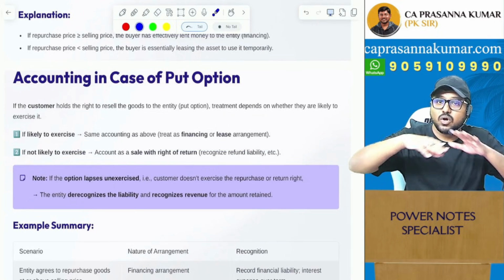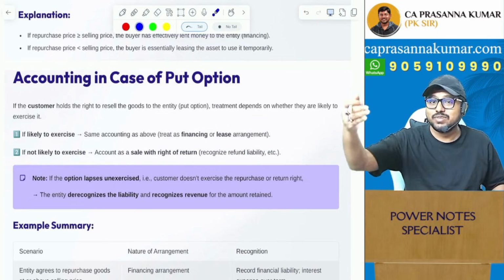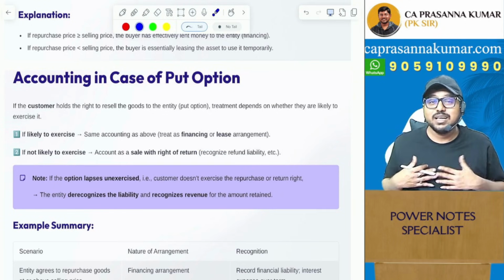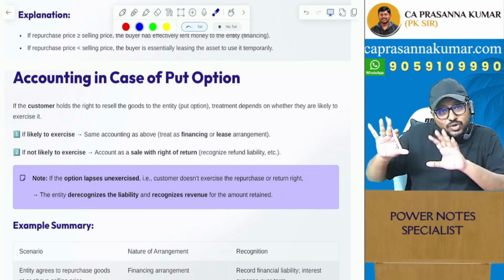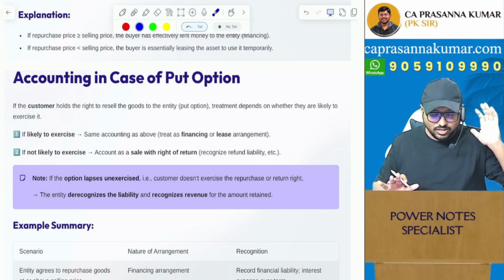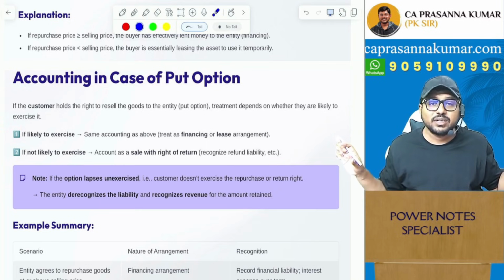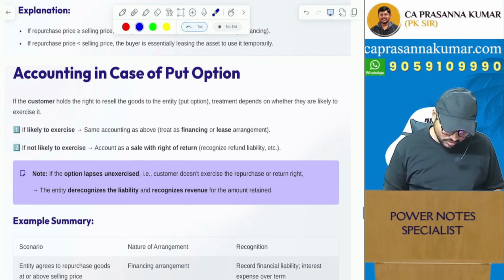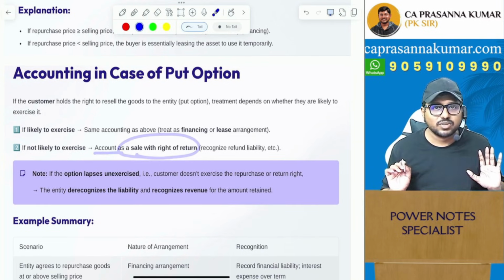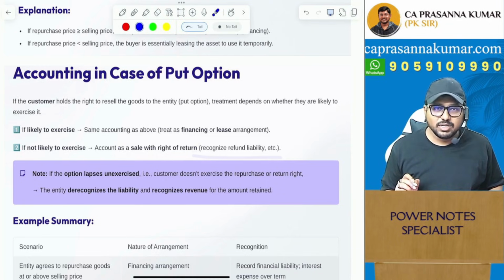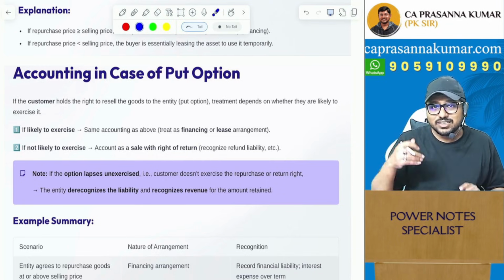if SK Limited is not likely to exercise, he is not willing to sell it back, which means PK Limited cannot buy it back. If you cannot buy it back, then the whole thing falls away. It should be treated as a genuine sale. Therefore, account as sale with right to return. That's all. Recognize refund liability. You'll recognize that because once he returns, you have to pay the money back.